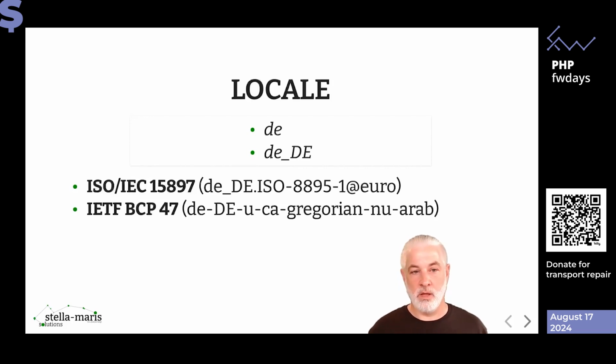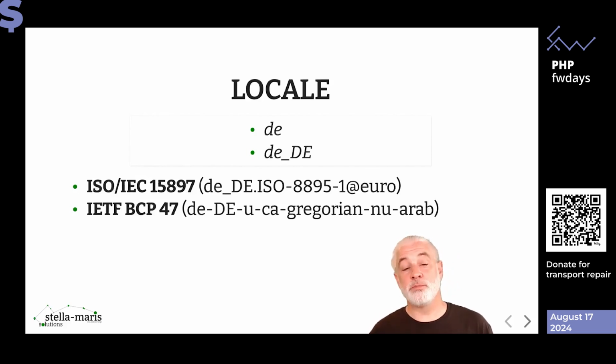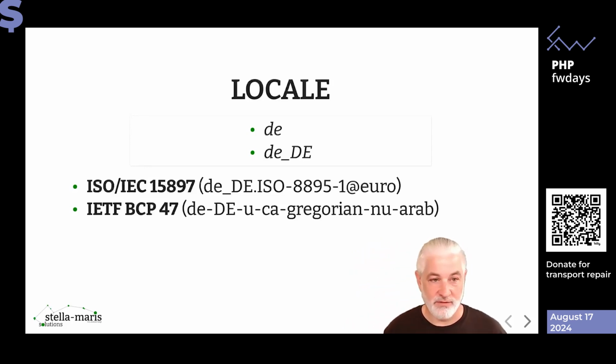And you might have come across something like this, DE-DE. The difference between the DE_DE and the DE-DE is that one is the ISO one, and the other one is organized by the IETF, by the Best Current Practice 47, where it is defined, which in this case says the user wants German as spoken in Germany. And we have some user-specific add-ons to that, because they also want to use the Gregorian calendar and Arabic numerals. CA is calendar, NU is numbers, and there are some other options that you can add there for this IETF locale.